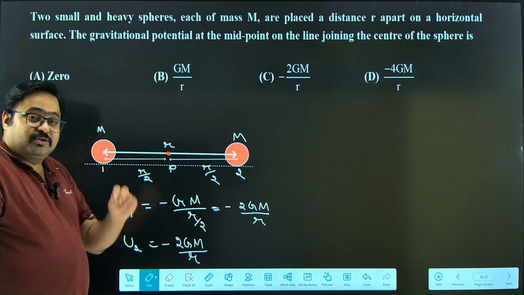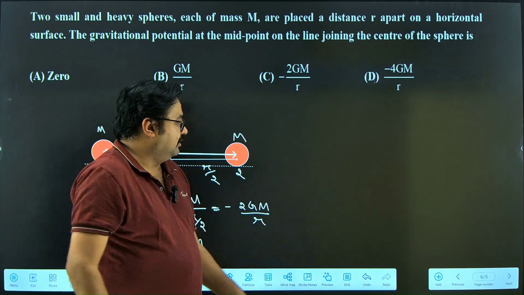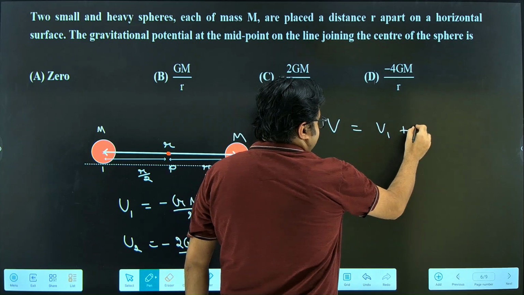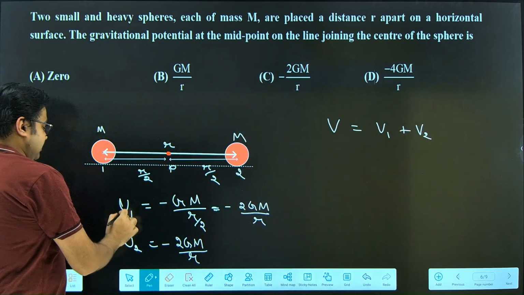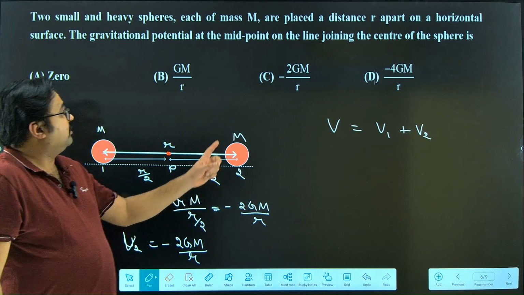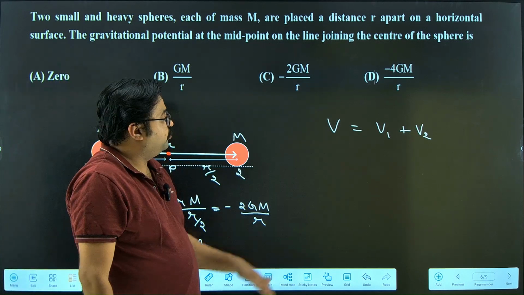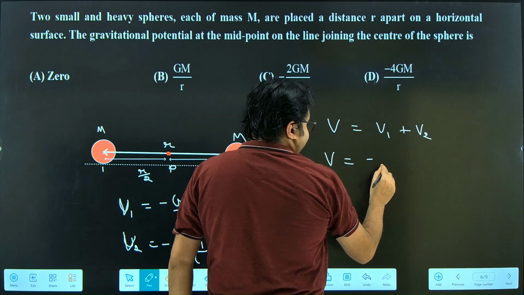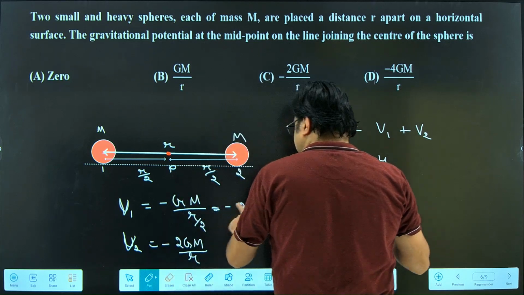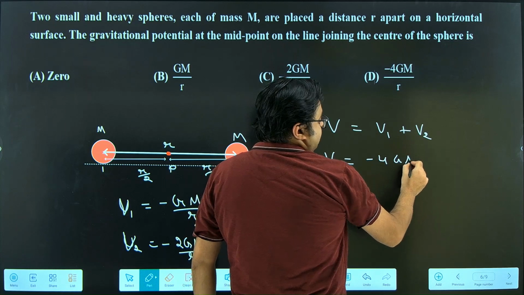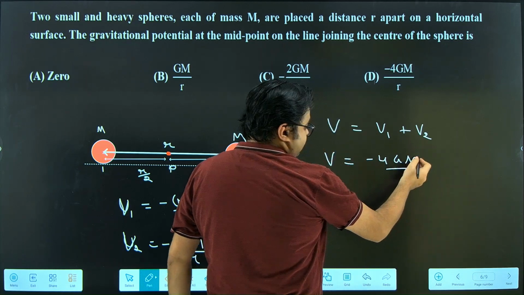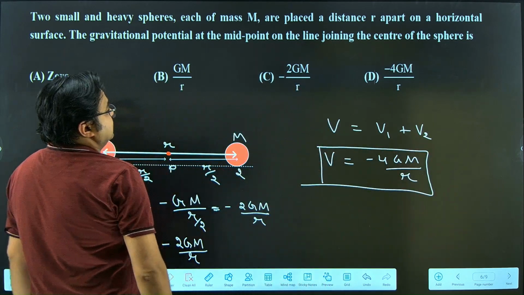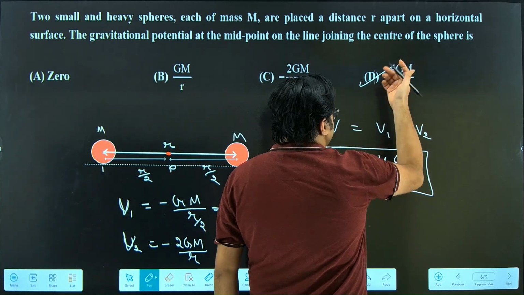The total potential, I told you, is a scalar quantity. Potentials are always scalar. The total potential, my dear friends, let me call that V, is simply the potential due to the first one and the potential due to the second one. U is usually used for potential energy, but we have to calculate the total potential, so I shall use V. So V1 plus V2 would be minus 2GM by r minus 2GM by r, which gives minus 4GM divided by r. That's the gravitational potential at that place. Looks like it's option D. That's the correct answer.